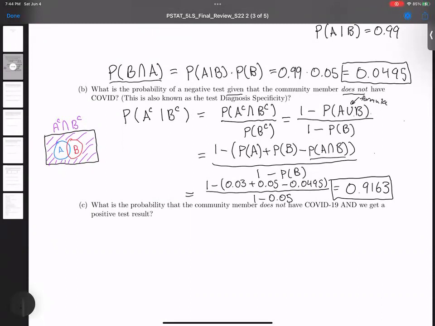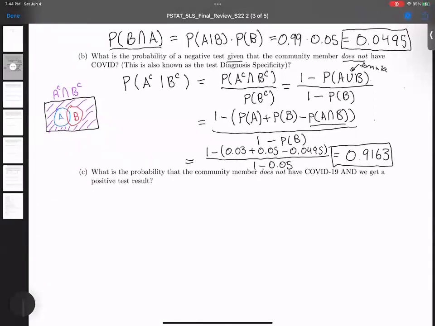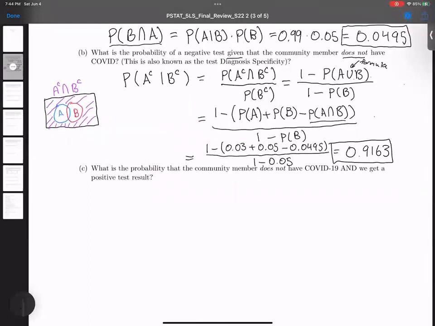So next, we want to find the probability that a community member does not have COVID and we get a positive test result. So not having COVID would be the probability of B complement, and then it has a big fat "and", and we get a positive test result is A.